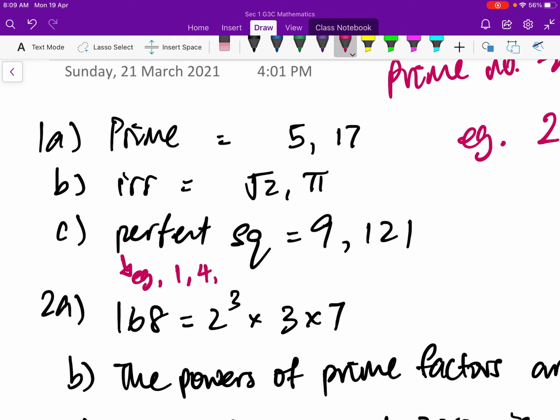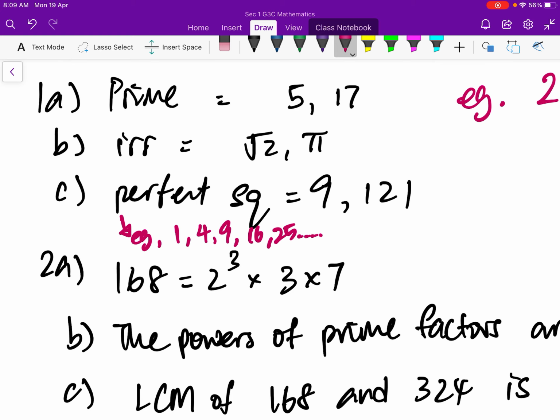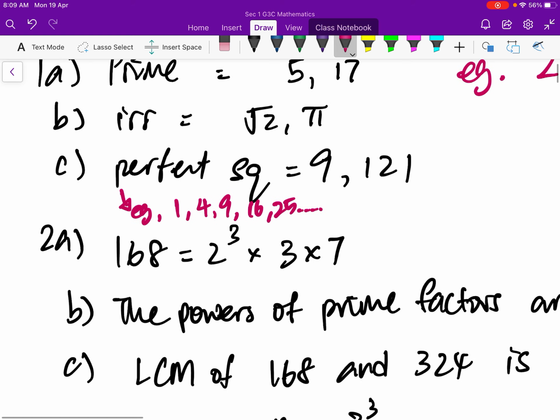1, 4, 9, 16, 25, so on and so forth. In the same way, you should be able to identify perfect cubes. So let's move on to the next one. Factors and multiples. The number 324 written as a product of its prime factors.